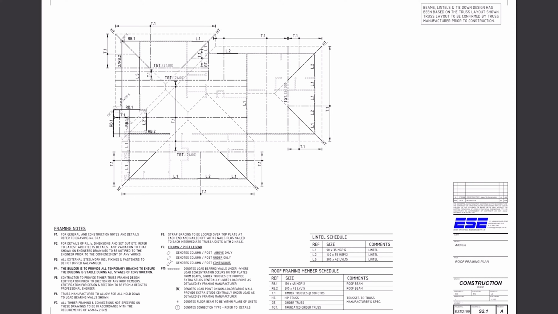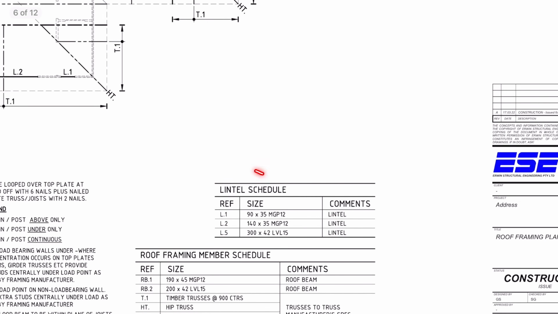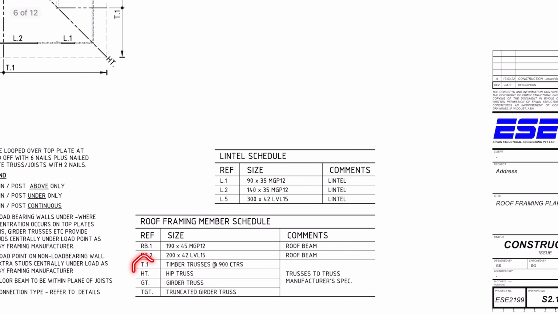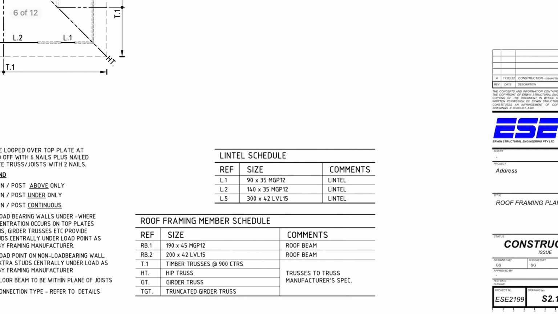Let's jump to the roof framing plan now. I'm gonna have a look at the member schedule first. So we have lintels, roof beams, trusses, hip trusses, girder trusses, and truncated girder trusses. There are no sizes for the trusses because they're designed and installed by a truss manufacturer. However, the engineer will still do a layout with the trusses location so we can identify the load paths and design roof beams and lintels.